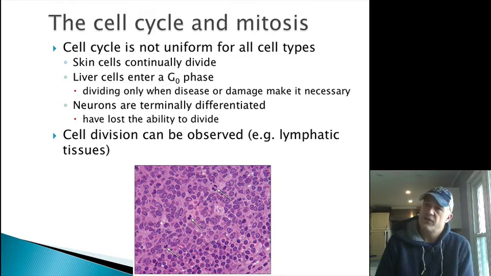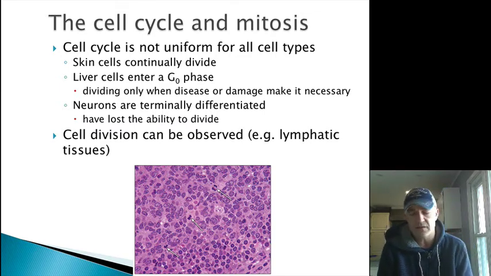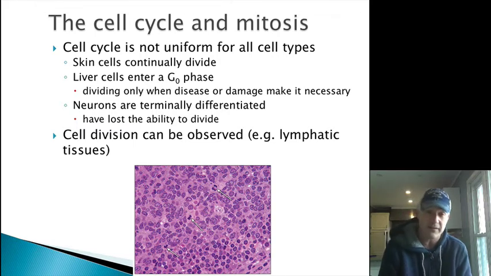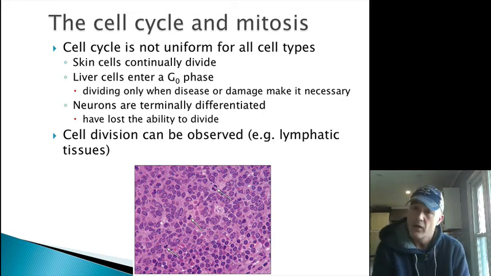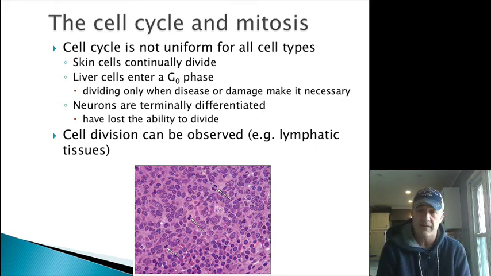Again, this is not uniform between all cells. Certain cells are almost always continuously dividing. There are other cells that are hardly ever going to divide. Things like muscle cells and neurons really don't divide hardly at all. Certain tissues, you can see different stages of this taking place. A lot of times you won't see it as much.